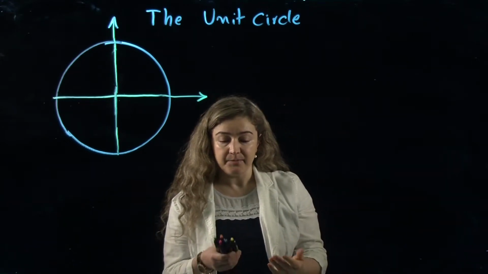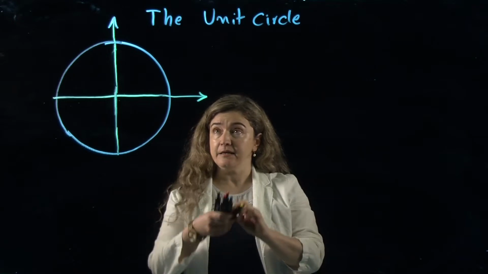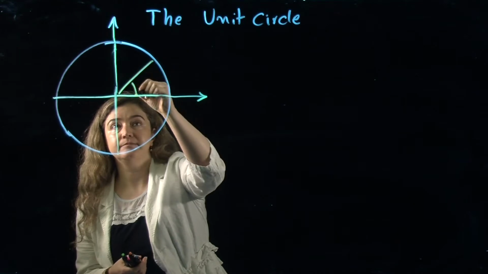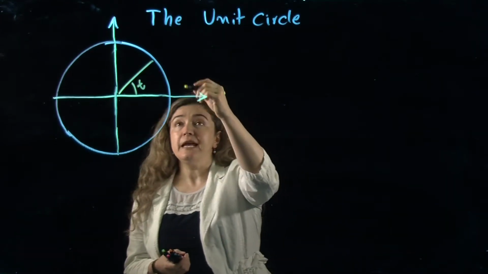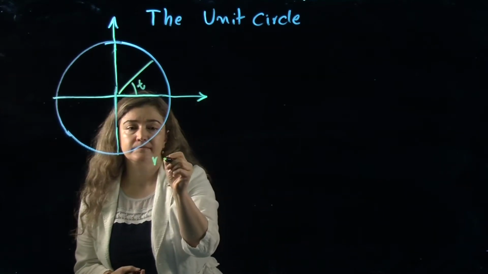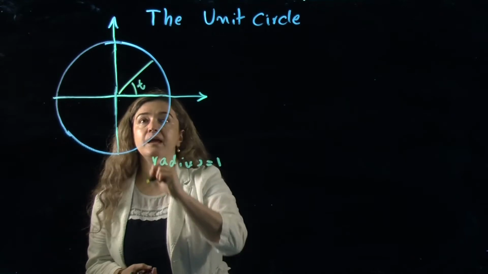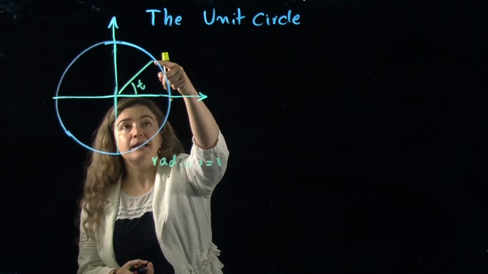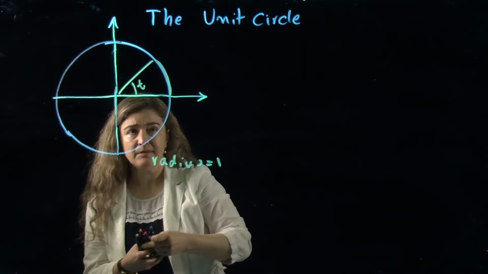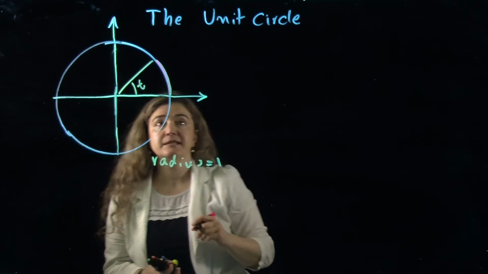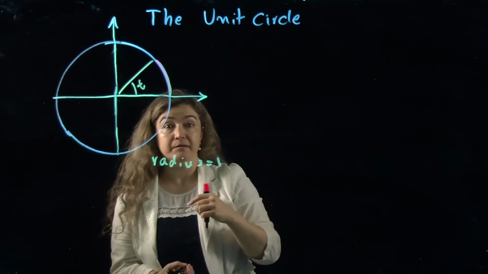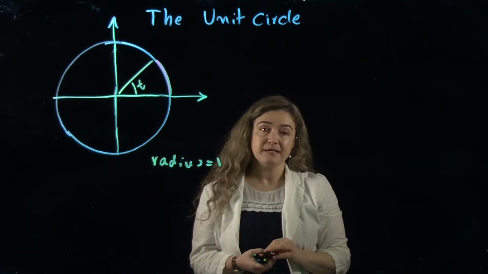And so what is radian? Let's say this is angle T, and this is the unit circle. That means that the radius is 1. Then the length of this arc over here is the angle in radian. How do I figure this out, though?